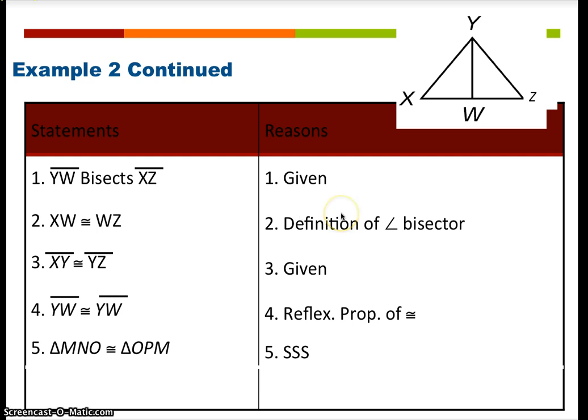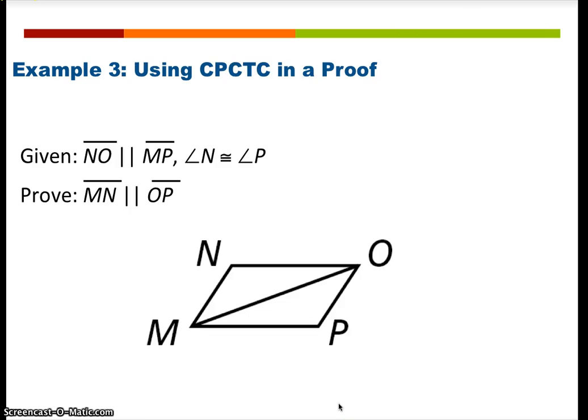So now that we know the two triangles are congruent, we can reach our conclusion and state that angle XYW is congruent to angle ZYW by corresponding parts of congruent triangles are congruent. CPCTC. Okay, so let's try another proof.